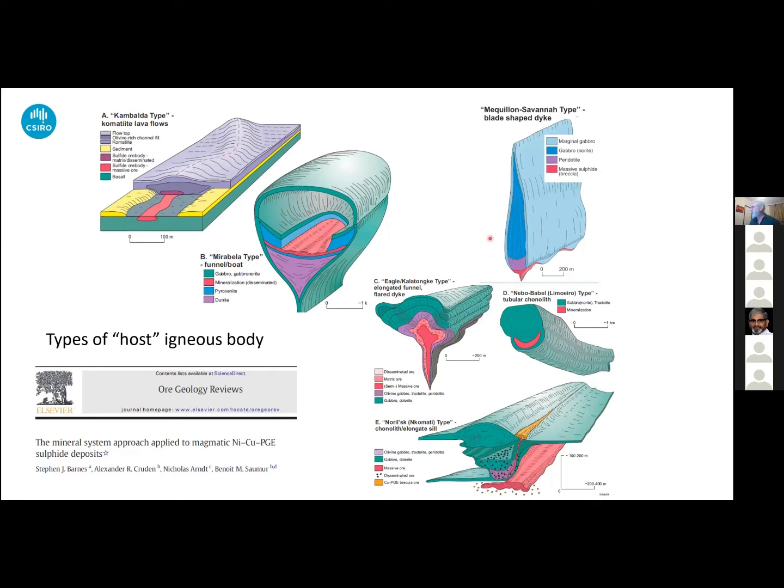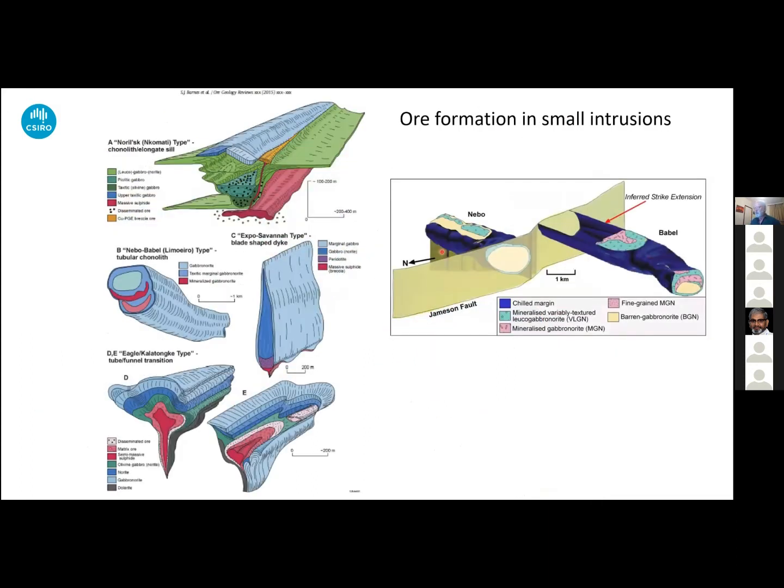I'm not going to say too much about those either, but we're going to go over and have a look more at these sort of small intrusion bodies. And the one which is probably most familiar to people in the nickel sulfide exploration business these days are these so-called chonoliths. And these are tube-shaped intrusions. There are large numbers of them turning up all around the world these days. They've always been there, but people are now noticing them.